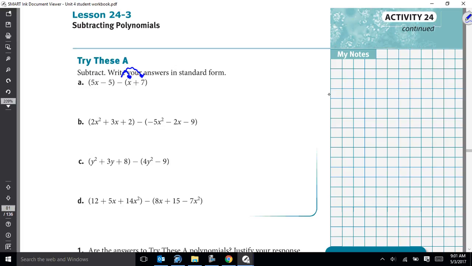So we have 5x minus 5 minus this whole quantity. When we distribute, what does the x become now? This first one stays the same. And then we distribute the negative to the 7, so positive 7 becomes negative 7.